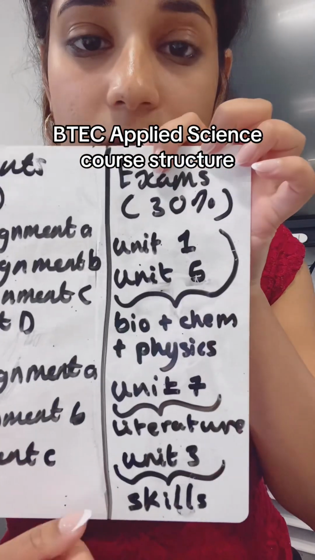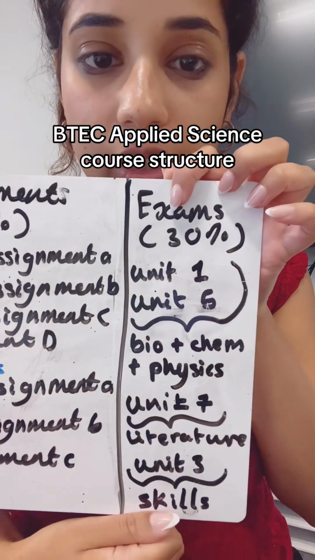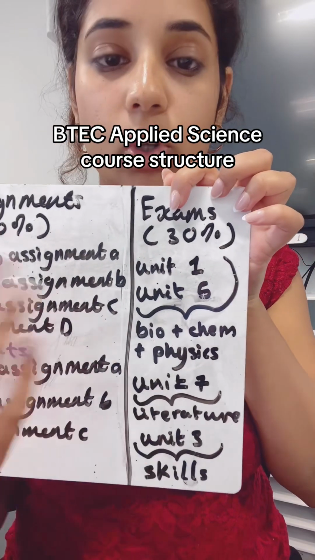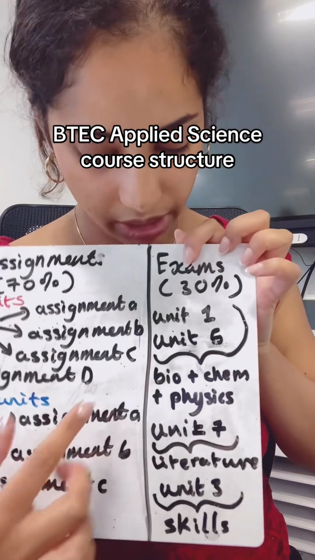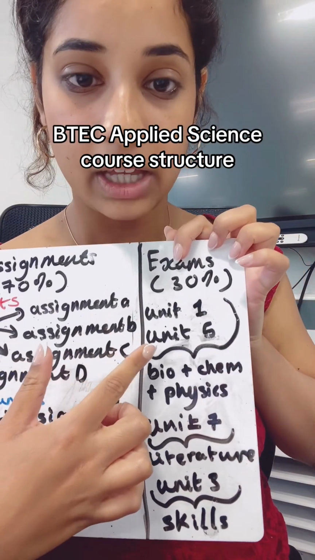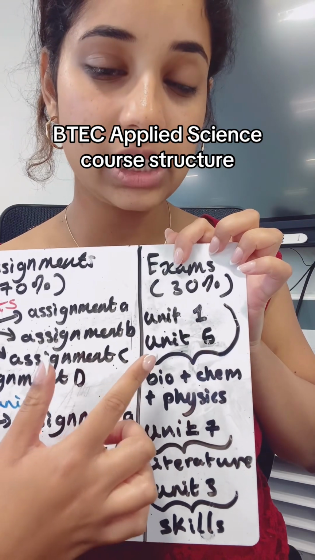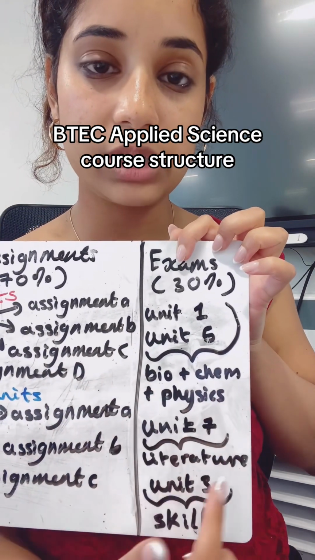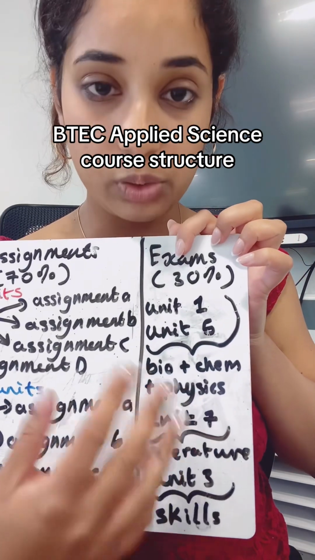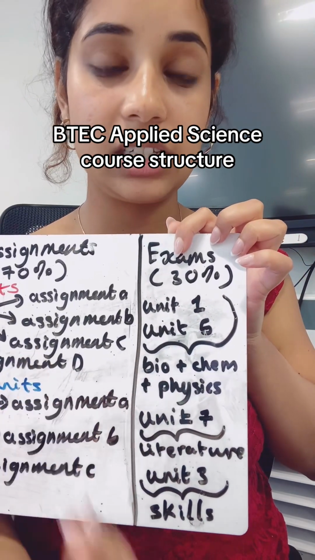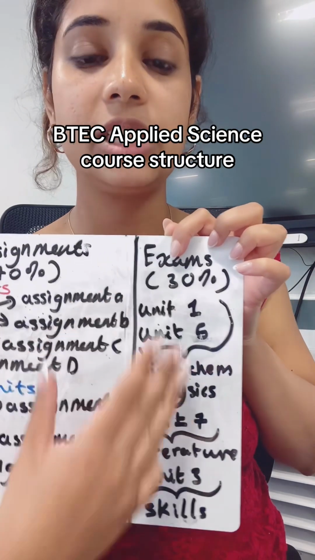Now this is what happens with the exams. Exams make up 30% of your course or your final grades. For exams, we have Unit 1 and Unit 5. Unit 1 is usually done in first year, Unit 5 is usually done in second year. That's split into biology, physics and chemistry, so there are 3 distinct sections, and you will have biology specialist teachers, chemistry specialist teachers and physics specialist teachers teaching you those.